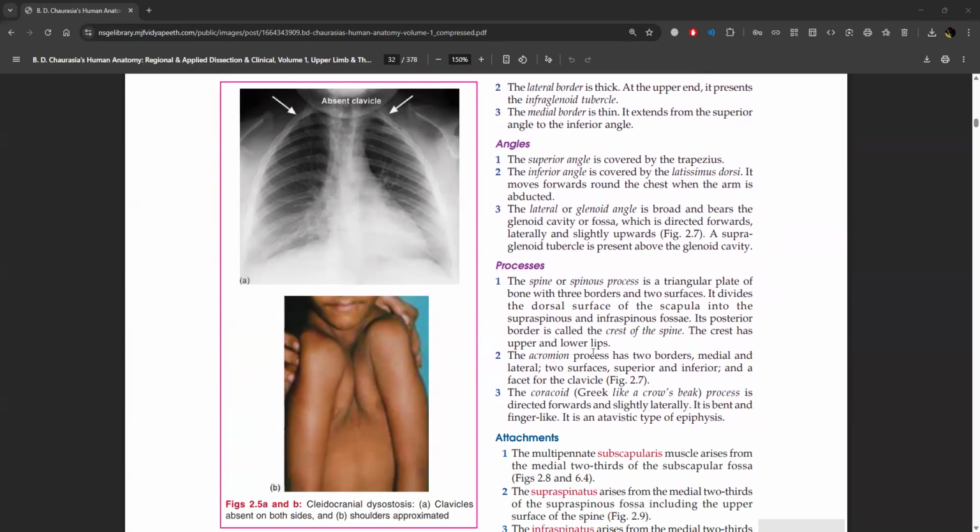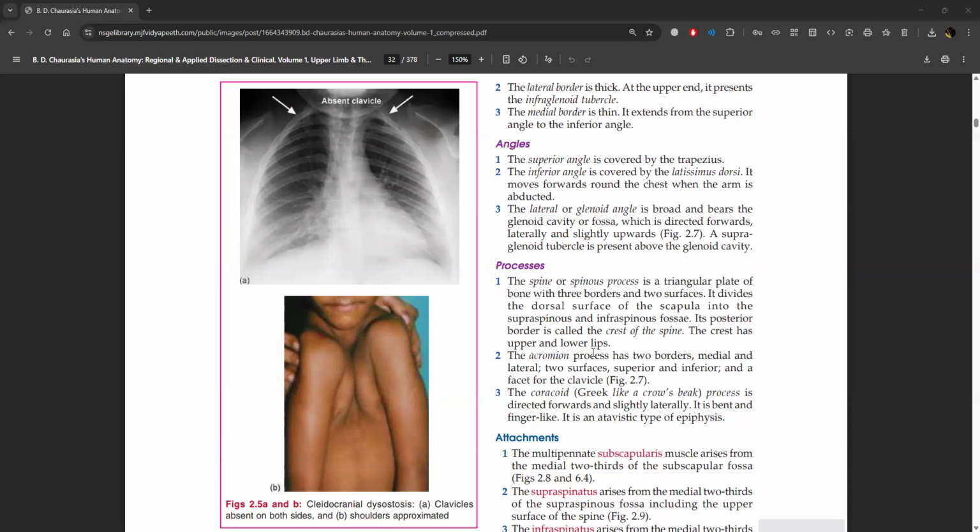Angles. Number one, the superior angle is covered by the trapezius. Number two, the inferior angle is covered by the latissimus dorsi. It moves forwards round the chest when the arm is abducted. Number three, the lateral or glenoid angle is broad and bears the glenoid cavity or fossa, which is directed forwards, laterally, and slightly upwards. Figure 2.7. A supraglenoid tubercle is present above the glenoid cavity.